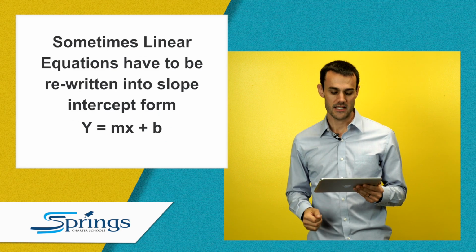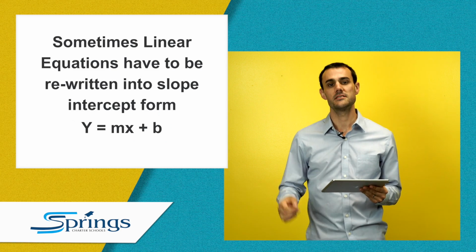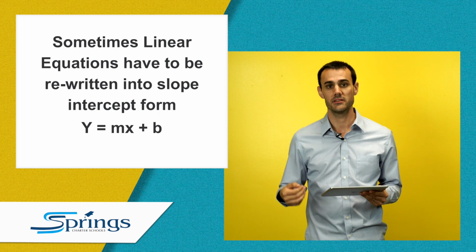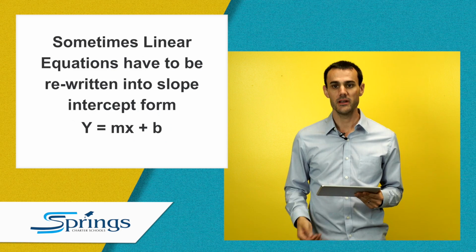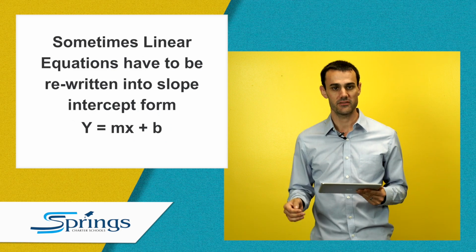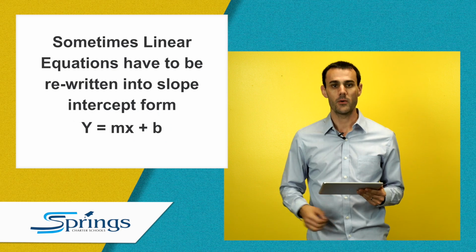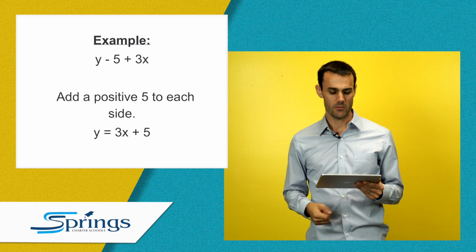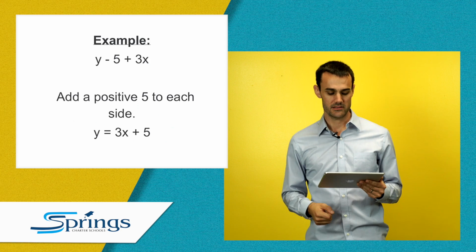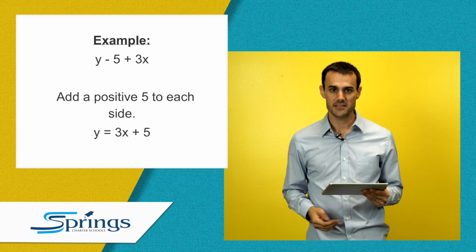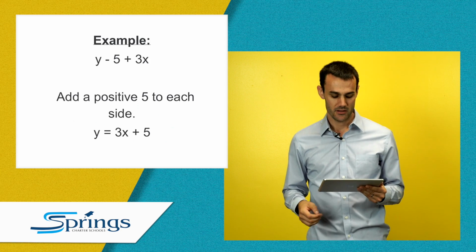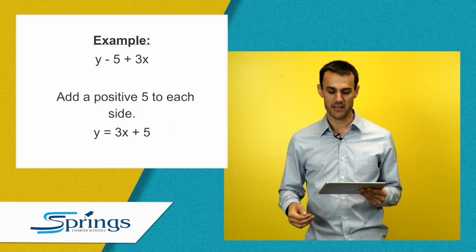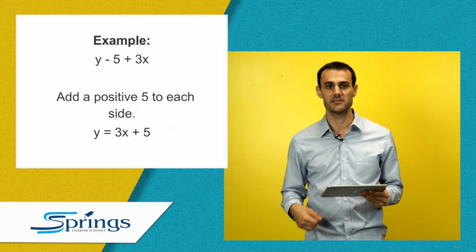Sometimes linear equations have to be rewritten into slope-intercept form. And remember, that form we're working with is y equals mx plus b. If it's not in that form, it can at times be difficult to find the slope and the y-intercept. Here's my example. I have y minus 5 equals 3x. So in order to put this in slope-intercept form, we're going to add positive 5 to each side of our equation. And we get y equals 3x plus 5.